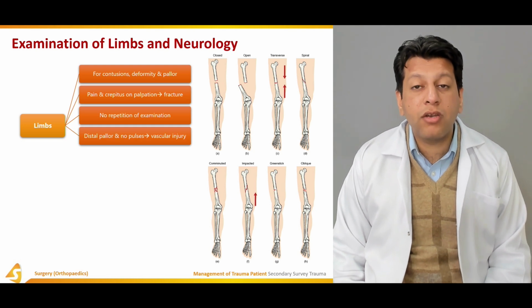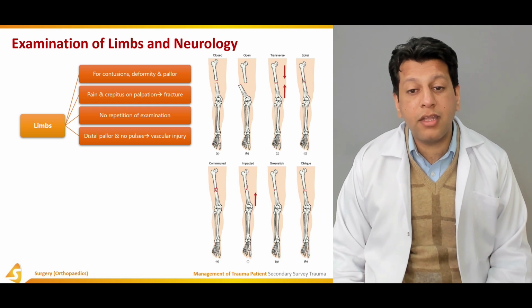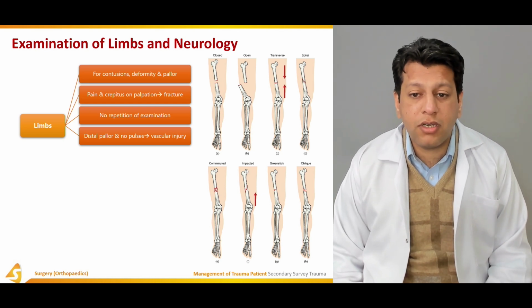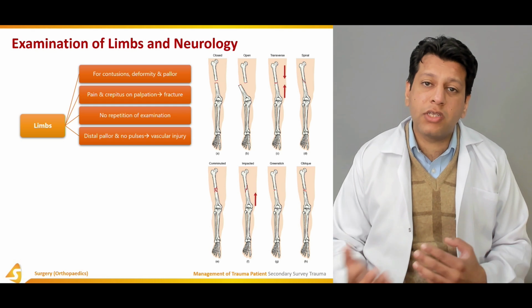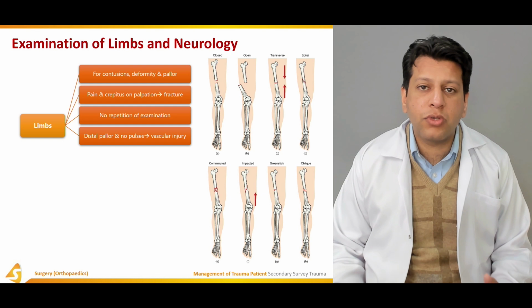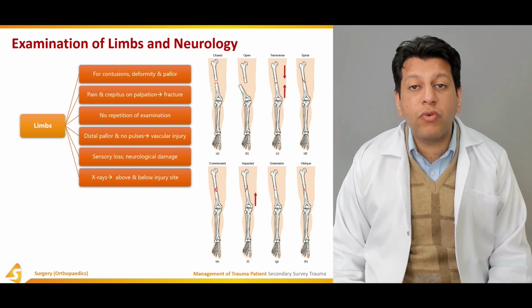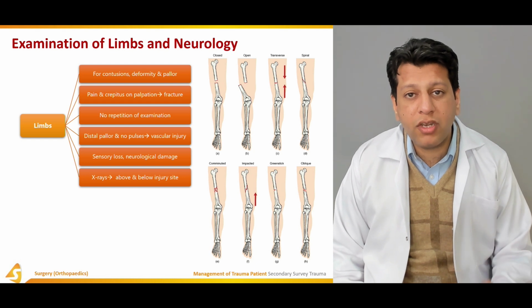Then distal pallor and no pulses means there is actually a neurovascular compromise, and then it's actually an emergency and it needs to be taken care of. And whether it's an associated fracture, a closed fracture, an open fracture, or associated neurovascular injury is present or not, then we can go for the x-rays because now we are in the secondary survey.